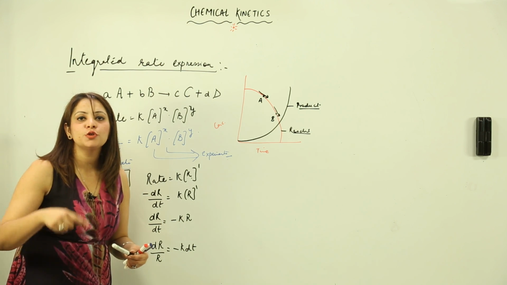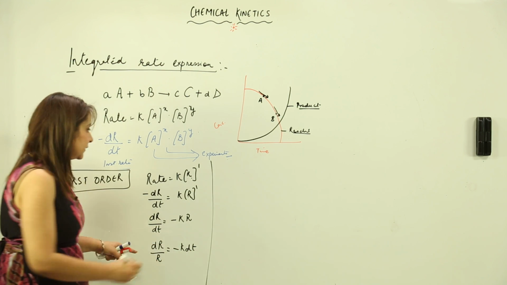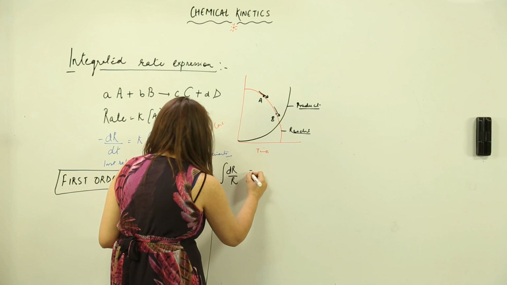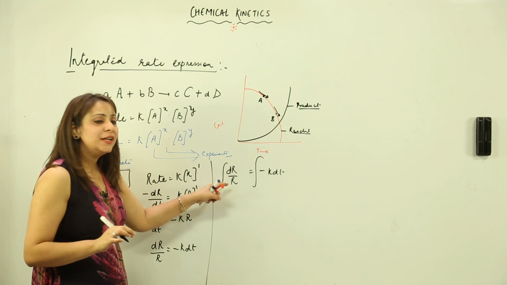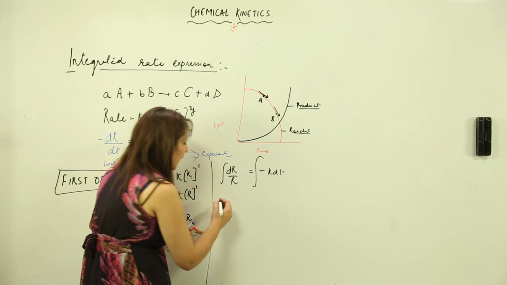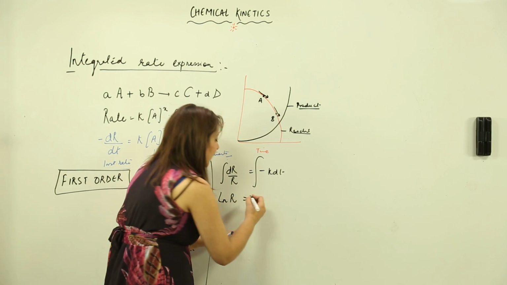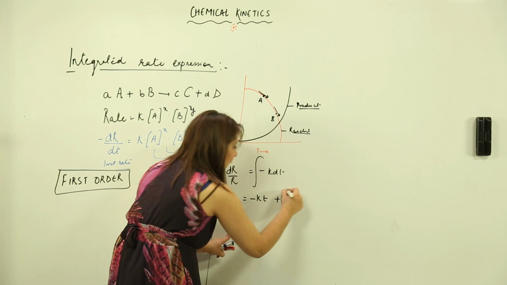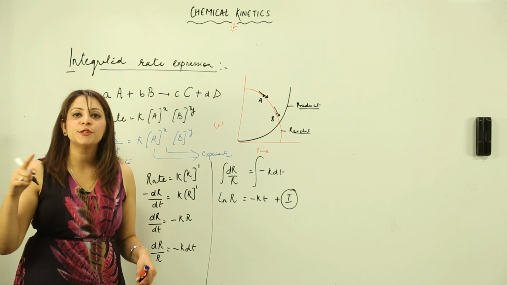Now I am in a position to integrate the expression, right. So what I am going to do, I am just going to integrate it. So we have dR upon R equal to minus K dt, integrating it. After integrating dR upon R, what we get is ln R, and after integrating this we get minus kt plus the constant I. Now the value for this constant, similarly it happened in the 0 order one.